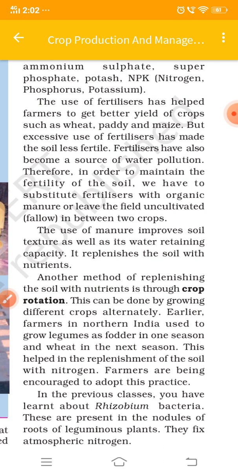Therefore, in order to maintain the fertility of the soil, we have to substitute fertilizers with organic manure or leave the field uncultivated in between two crops. Easy. Just differentiate between fertilizers and manure. The use of manure improves the soil texture as well as its water retaining capacity. It replenishes the soil with nutrients. Manure is more beneficial than fertilizers. According to me, in my opinion, manure is important. It's more beneficial than fertilizers.